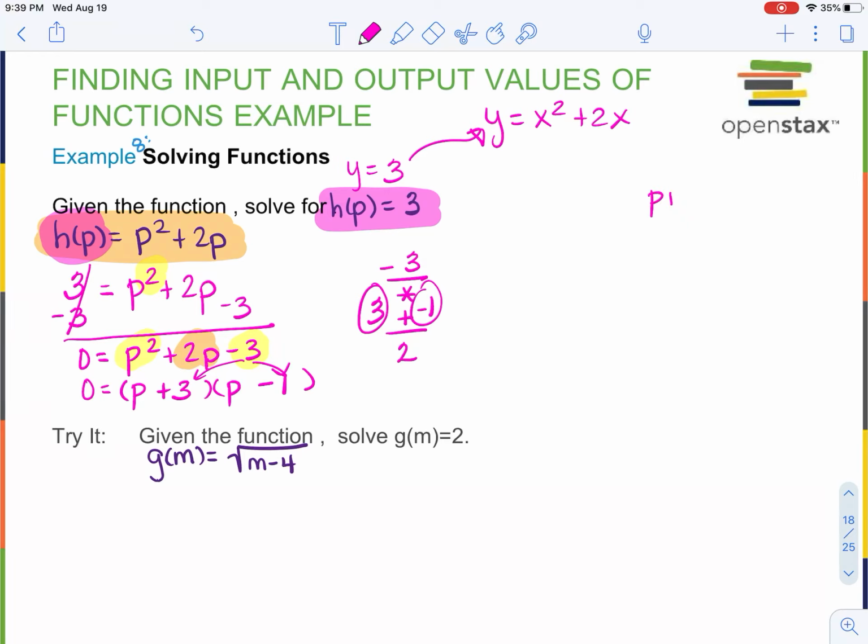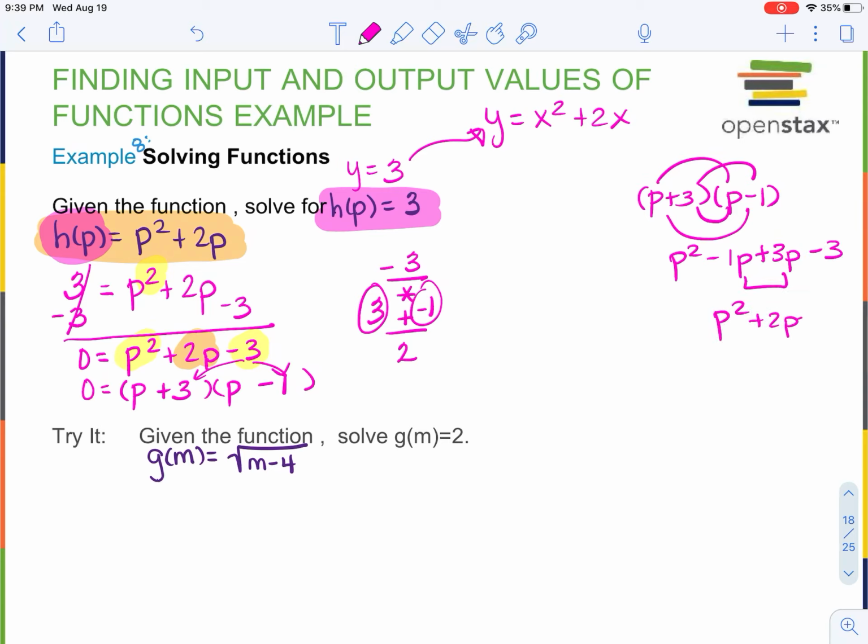You want to check it. You don't have to, but I'll just show you that we are correct. If we FOIL this out, you get p squared, negative 1p, 3p, negative 3, add like terms in the middle, and we get what we got right there. So yay. All right, so that's taking up all my space, I'm just going to erase it.